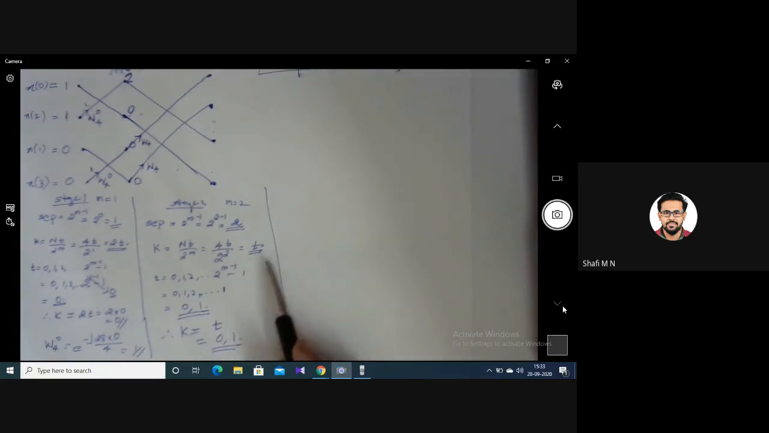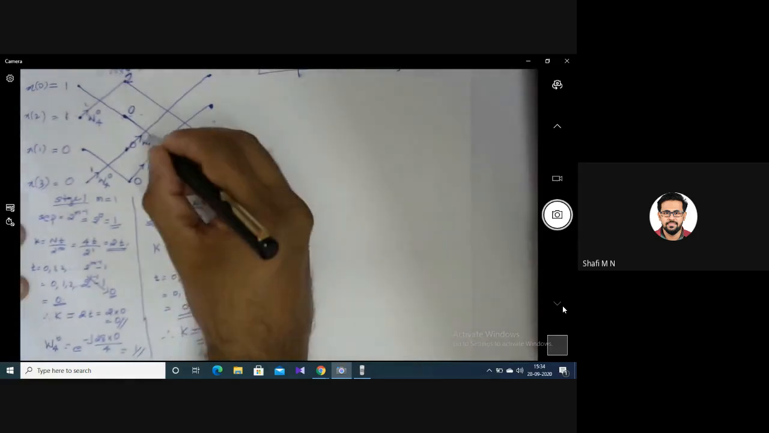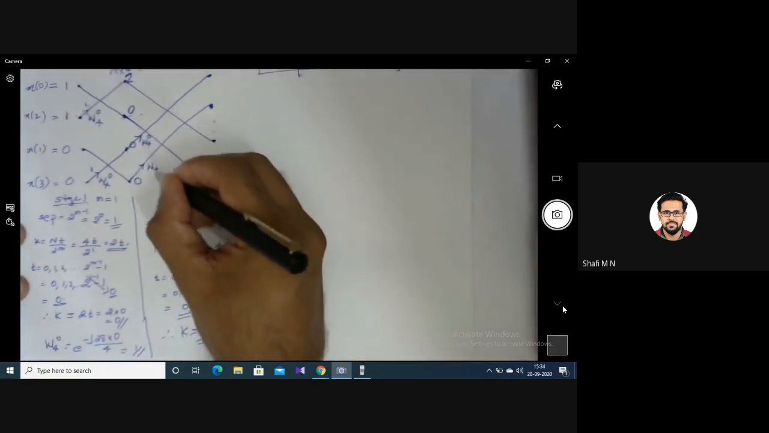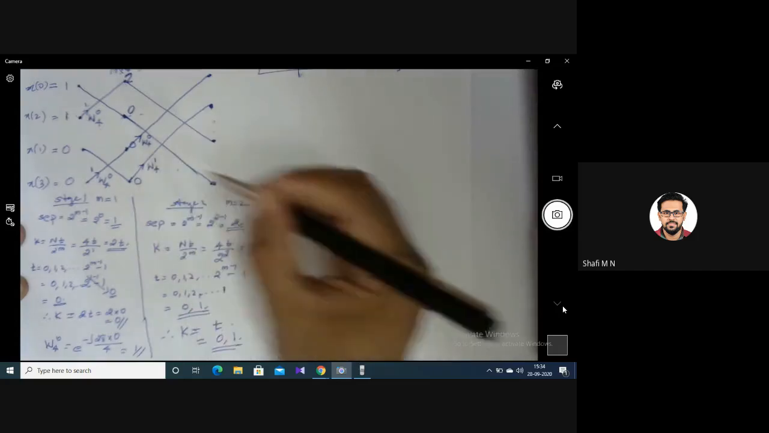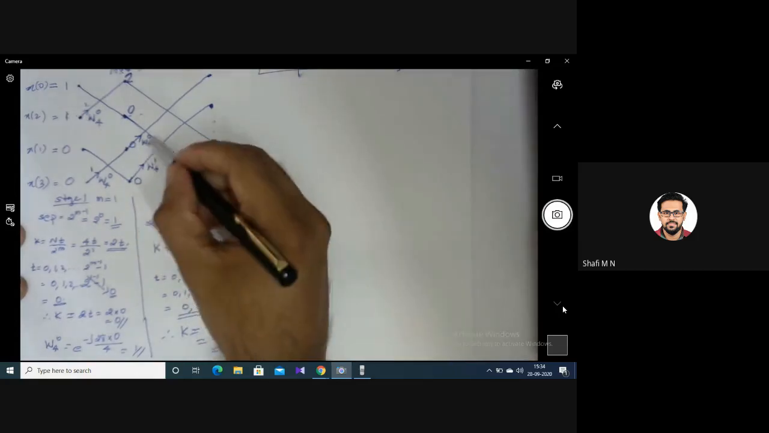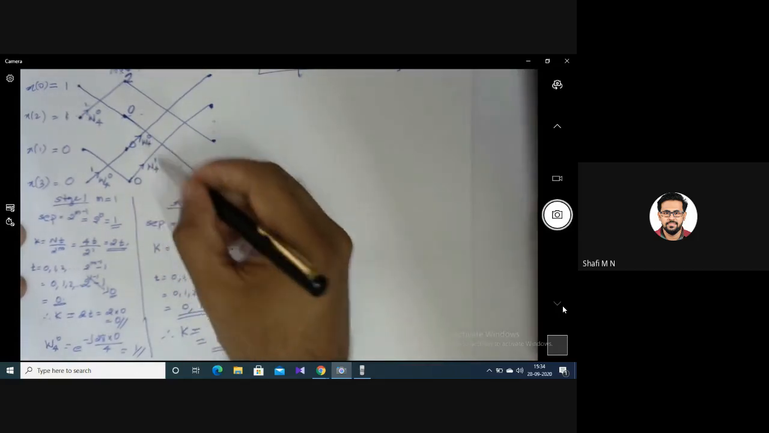And in this example, particularly k is equal to t, so the t values 0 and 1 are copied for k also, because k is equal to t. Now you have two values for k. So for the first butterfly, you give the first value in the order itself, and for the second butterfly, you give the second value. So you have W40 and W41. These are the identities of the butterflies.